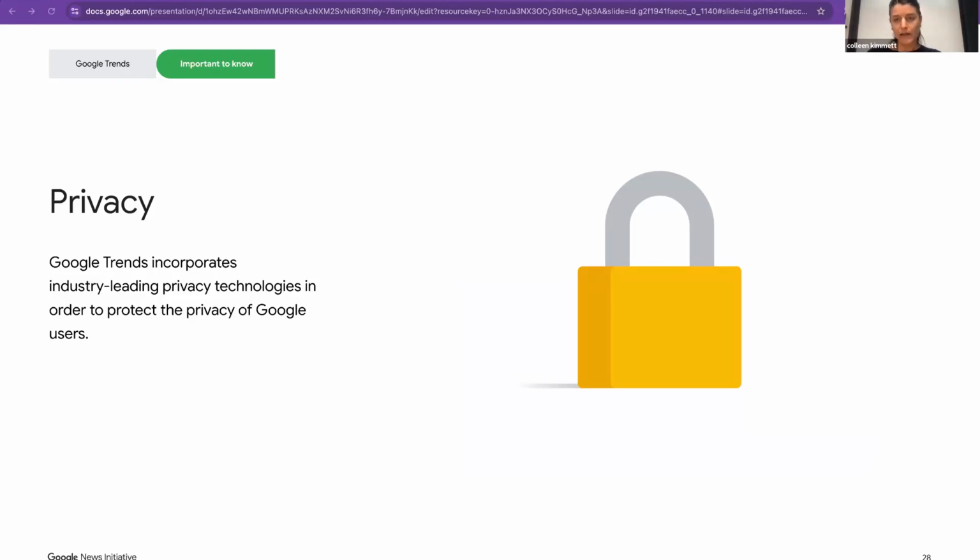Privacy. So again, because data is anonymized, because it's normalized, you can't drill down and see, on a certain street, what people are searching, for example. It's a sample of data.